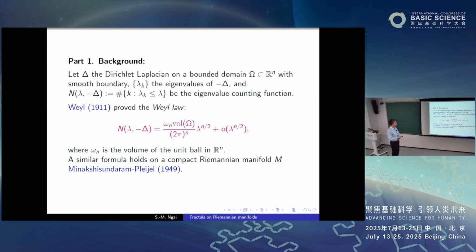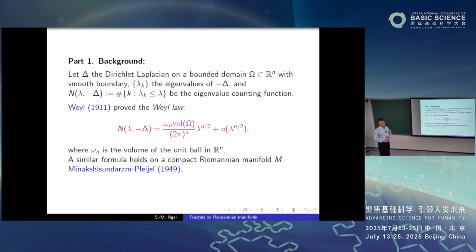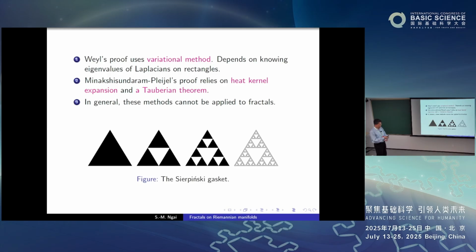This is a crucial part, lambda to the n over 2. Of course, this part is also important, but we're interested in this. But for fractal Laplacians, I'm going to explain later. Here omega n is the volume of the unit ball in R^n, and a similar formula holds on a compact Riemannian manifold. Weyl's proof uses a variational method and depends on knowing the eigenvalues of the Laplacian on rectangles.